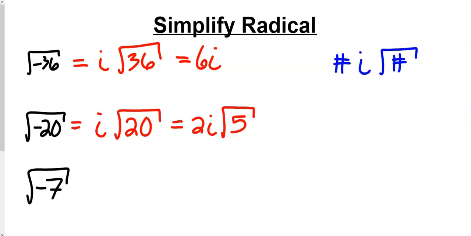And then certainly last but not least down here, the square root of negative 7. So let the i pop out, and then focus in on the square root of 7. Does the square root of 7 break down? No. So that's your answer right there. i square root of 7. Done. See? Just let the i pop out. Be done with the i. Make your radical positive, and you just follow the same rules that we did before.